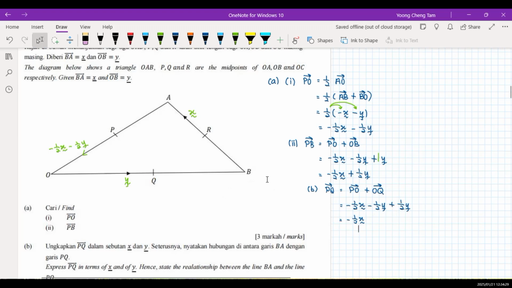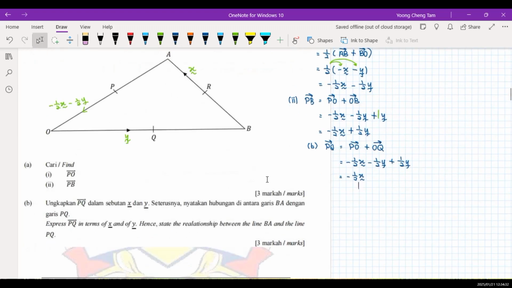And the second part of the question is, you need to let me know the relationship between PQ and BA. If you look at the vector BA, it is x, right? Vector BA is x. So we can say that vector PQ is equal to negative 1 over 2 of BA, because x is equal to BA. So PQ is equal to negative 1 over 2 of BA.